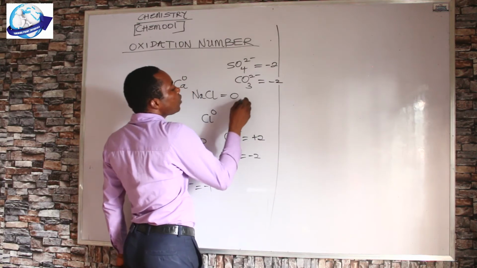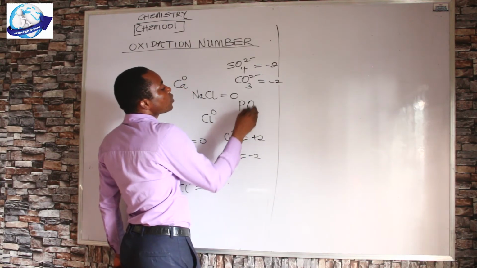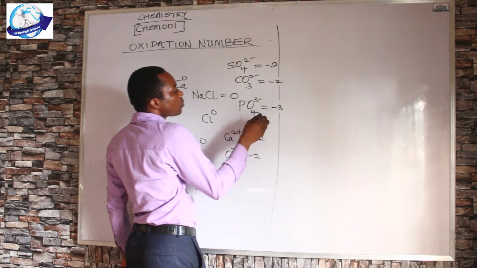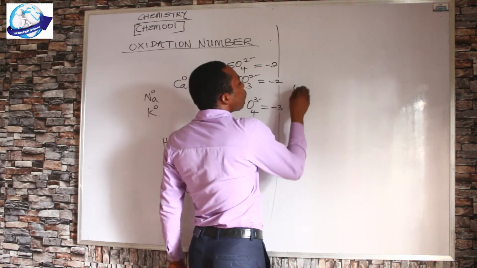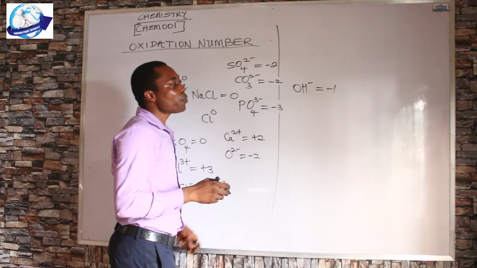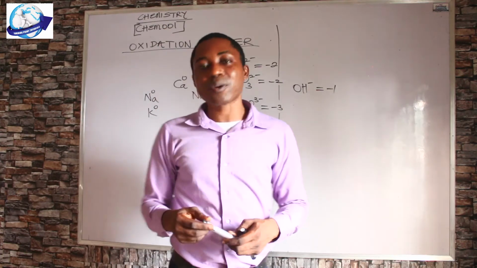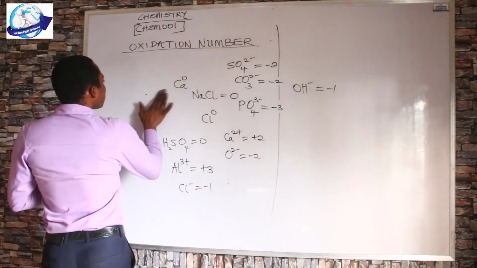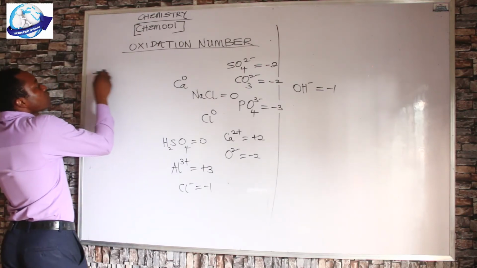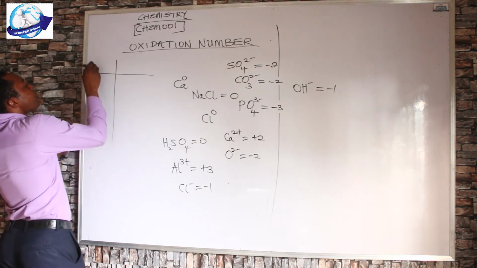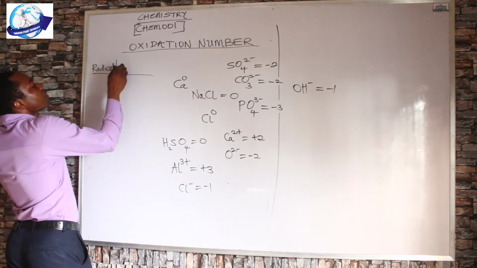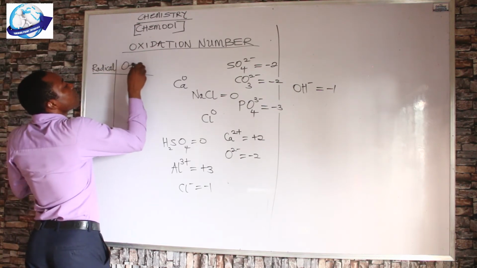In the case of PO4 3 minus, we have minus 3 as the oxidation number. In the case of OH minus, this is a radical, so this has minus 1. Now we have to understand we have various types of radicals. These are examples of radicals, and then we have their oxidation numbers.